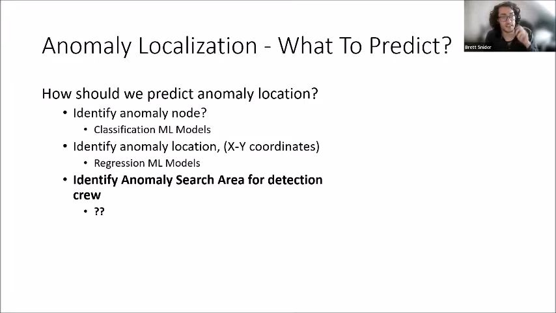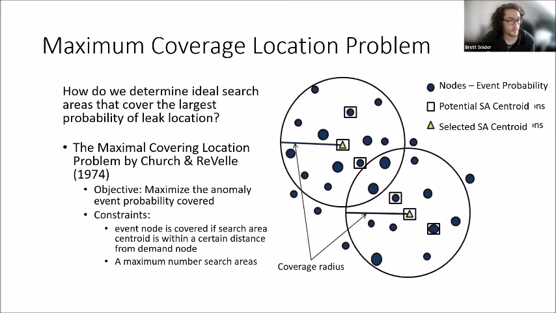To predict a search area instead of a specific node or XY coordinates changes the problem, and it must have a unique solution. To the best of my knowledge, this hasn't really been explored that much in the literature yet. Our contribution to this research is looking at the maximum coverage location problem. Here, what we're searching for is a way to identify a specific area that covers the largest probability of the event locations.